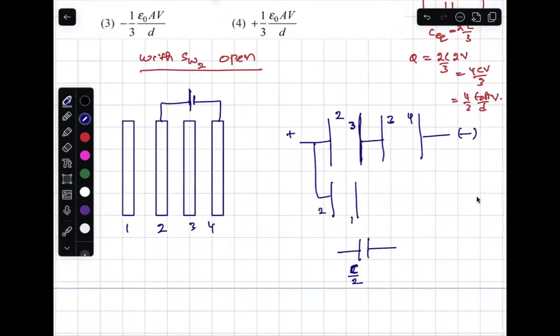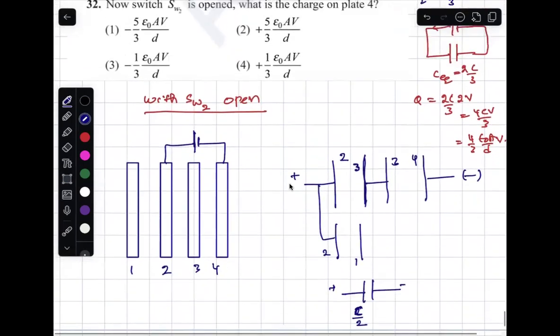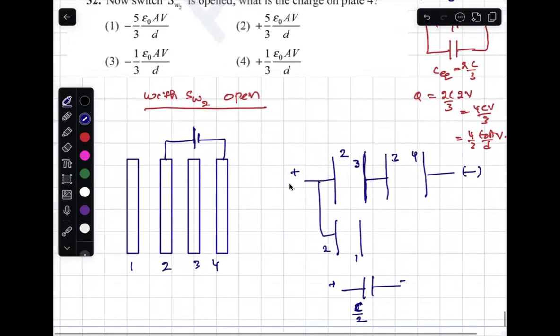It has nothing to do with any part of the circuit. This is the open circuit. It has nothing to do with any part of the circuit. C by 2 across the combination. Now tell me what is the potential drop? Here it is V by 2.